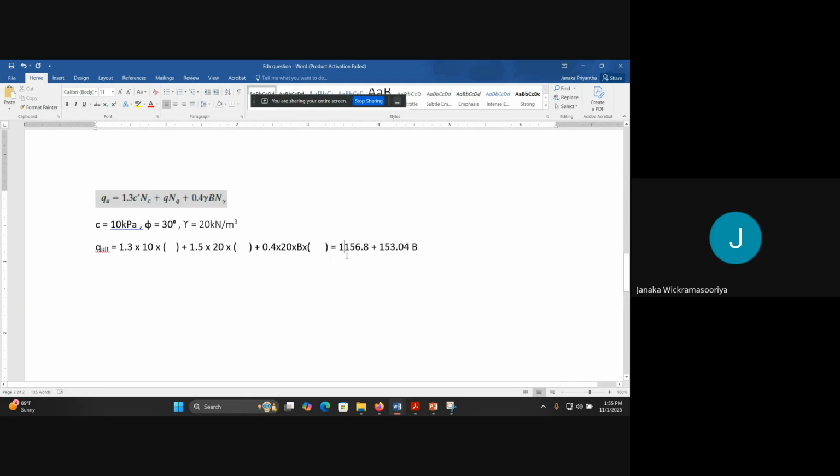Could you please check whether others also get this value? At least one more? Yes. Okay, thank you very much. Does anyone have any questions? How to get this one?